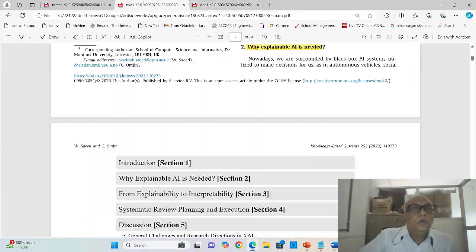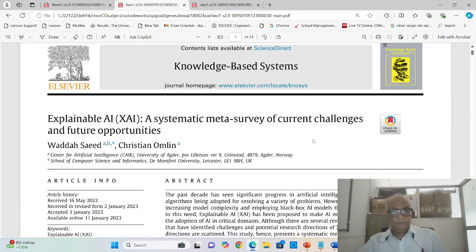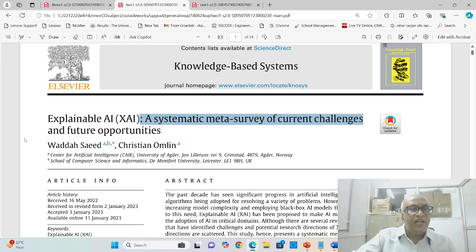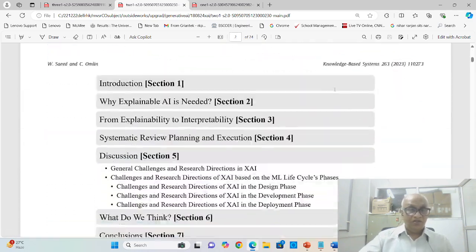So this is one more paper. Again, as usual, we'll be looking at the highlighted parts to connect with our concept of explainable AI as well as application of explainable AI in healthcare. Now coming to this paper, this is again an Elsevier paper. The title of the paper is Explainable AI: A Systematic Meta-Survey of Current Challenges and Future Opportunities.